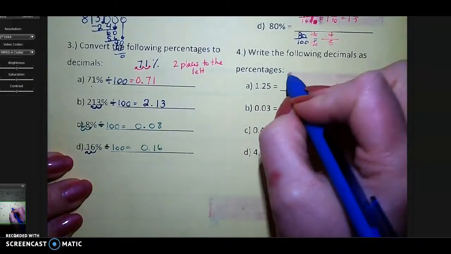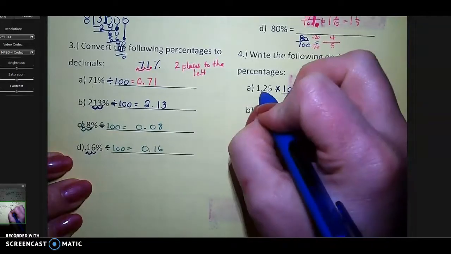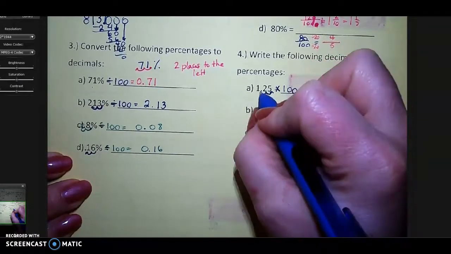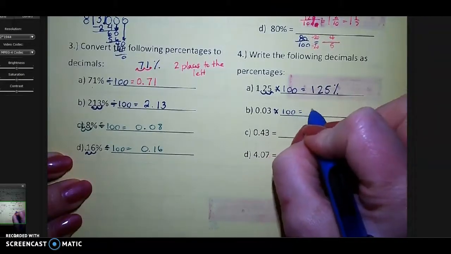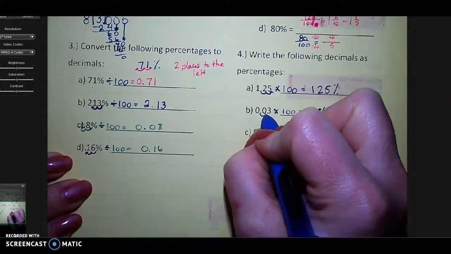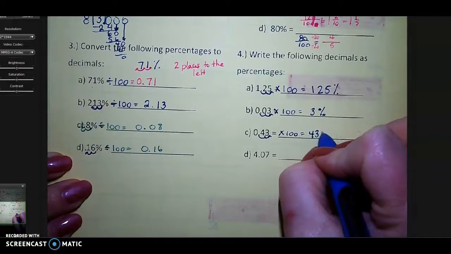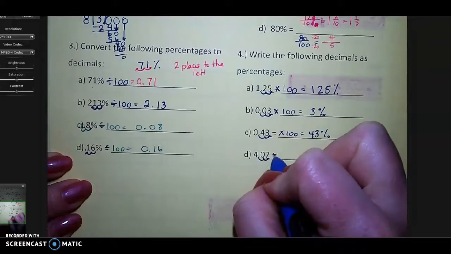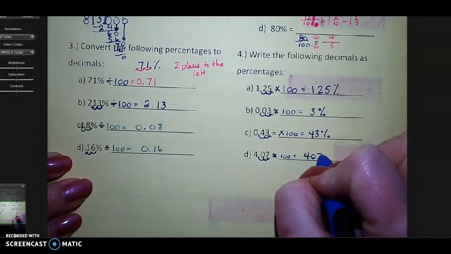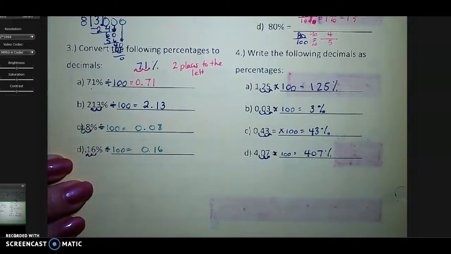This one says write the following decimals as percentages, which means we're going to go back to multiplying by 100, which means my decimal point's coming back that way. So $1.25, if you want to think about it that way, is 125%. This is like 3 cents, which is 3%. 43 cents is 43%. And $4.07 is 407%. On the second page, you're going to actually use these to put them to work.